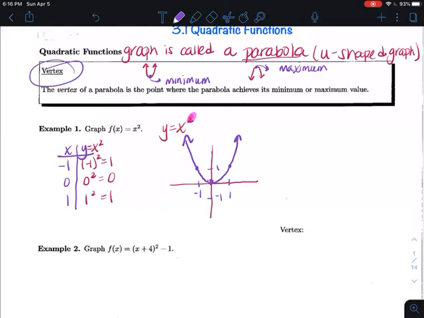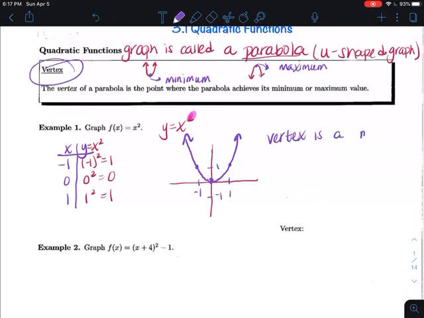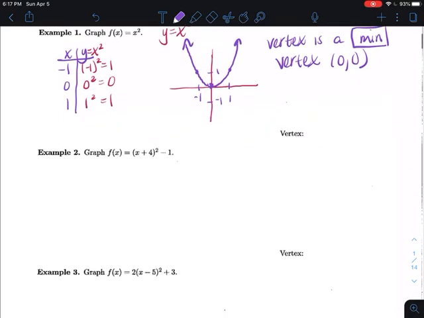So that's the parent function. The vertex is called a min. The vertex is a minimum. That's a question that you'll be asked. The actual vertex itself is the origin, which is the point 0, 0. We're going to use transformations and y-intercepts to help us graph some of the quadratic functions in this particular section.